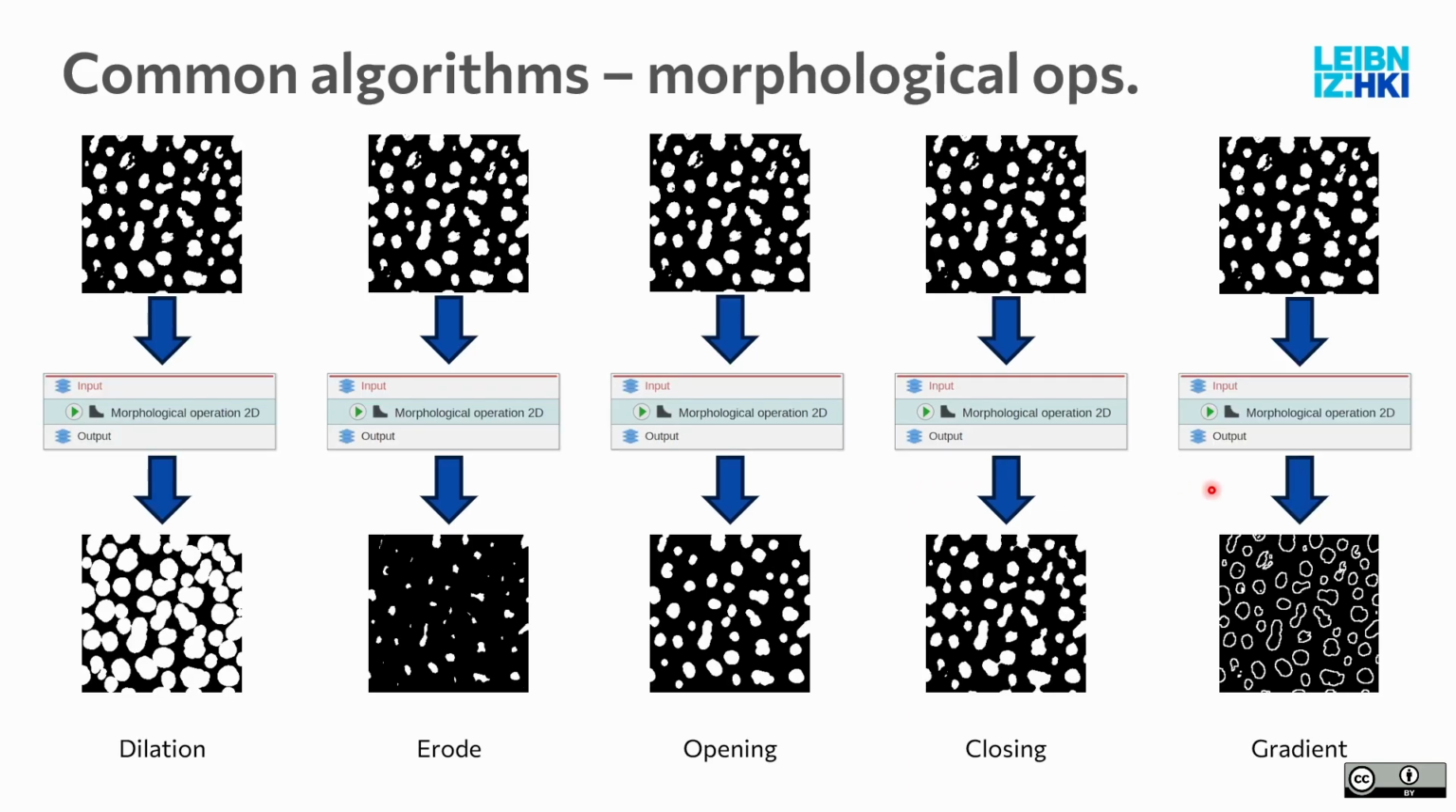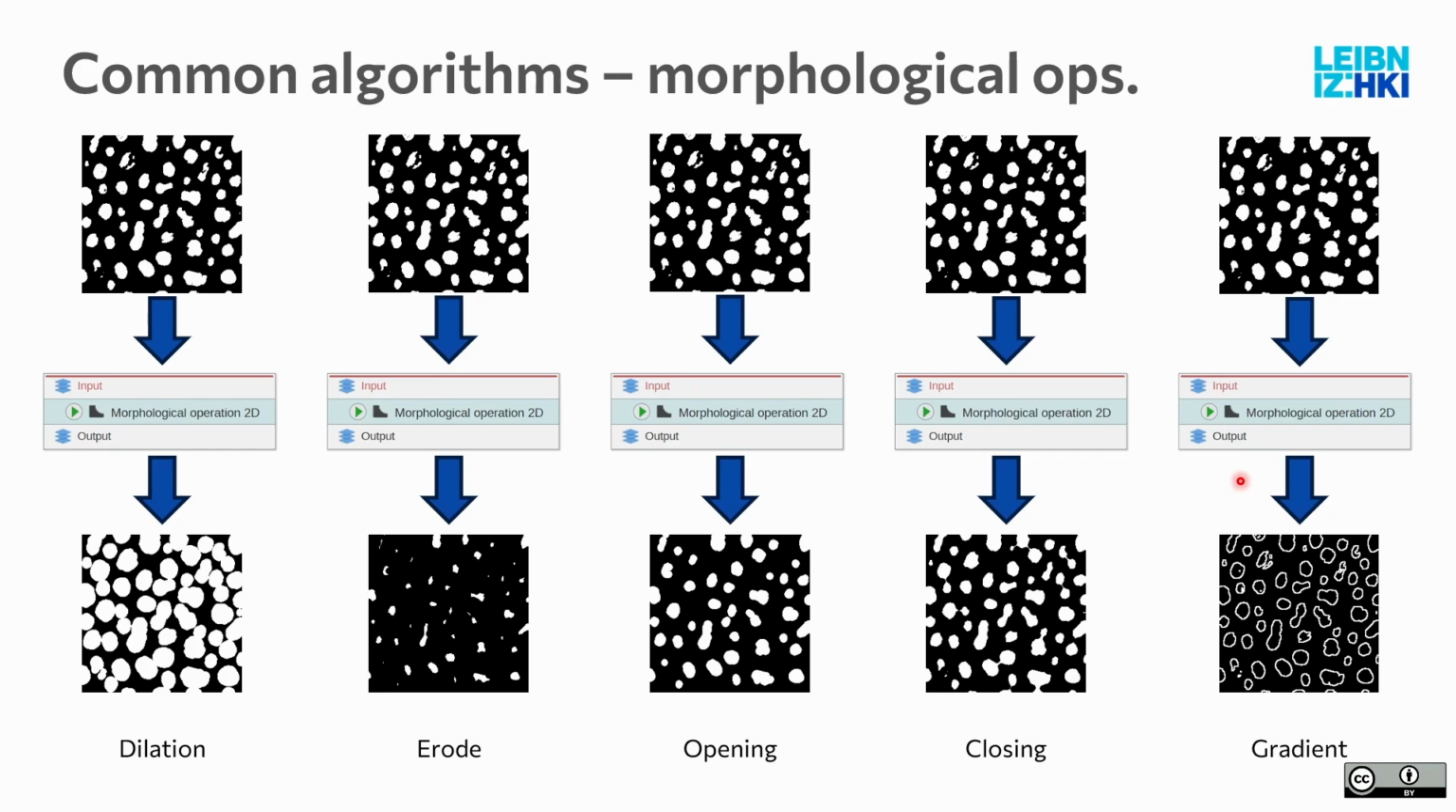Then the morphological operations are all under one umbrella called Morphological Operation 2D. There you will find everything that I showed you: dilation, erosion, opening, closing, and the gradient operation. There's a parameter setting where you can just choose. Then also the element: if you want more rounder objects, then a disc-shaped element is good. And then you can also set the radius.